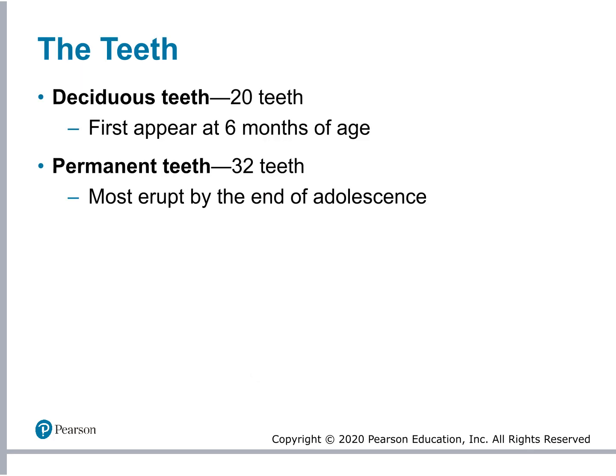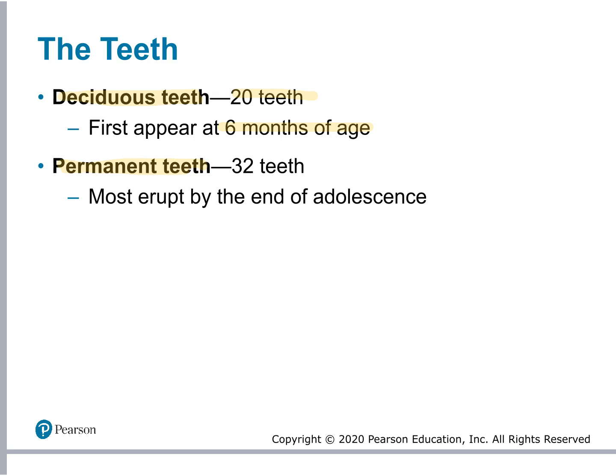When it comes to teeth, there are two types: deciduous teeth and permanent teeth. If you had to guess which one falls out and which one stays as an adult, you can pretty much guess by the word permanent. Your permanent teeth are your adult teeth. The deciduous teeth are your baby teeth, and they first appear around 6 months of age. You have 20 deciduous teeth, and then they're replaced by your adult permanent teeth.